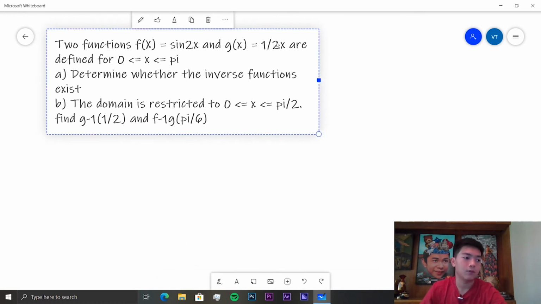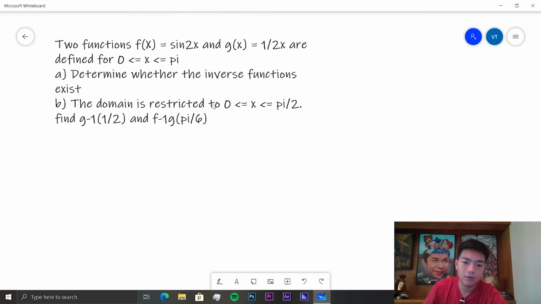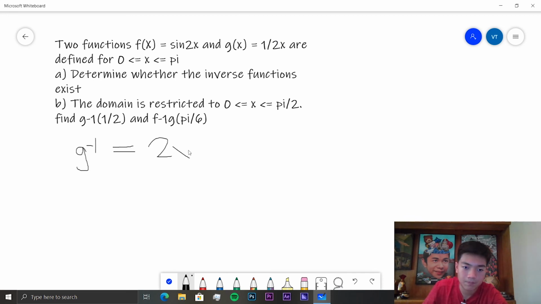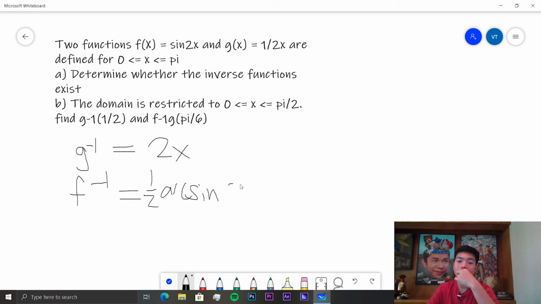For 1/2 x, of course, though, it does exist. So if we restrict the domain, find g to the negative 1 of 1/2. Well, let's find g to the negative 1 first. This is equal to 2x, and f to the negative 1 is equal to arc sine. Ooh, actually, wait. Sine 2 times x. This would be 1/2 arc sine x, I believe. That would be the correct inverse function.